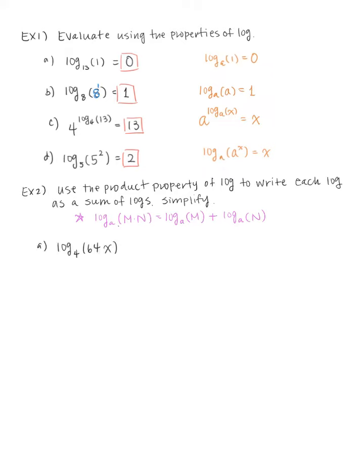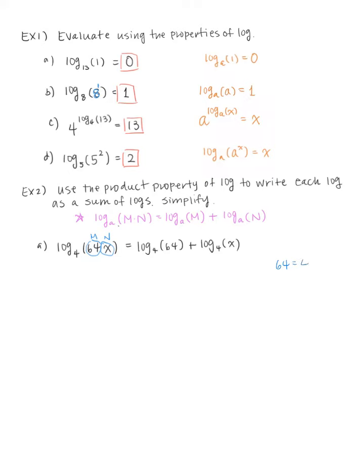Okay, let's take a look at part A. Log base 4 of 64x. Here, do you see that 64 plays the role of m, and our x plays the role of n? So we're going to expand this by using the formula above, which is log base 4 of 64 plus log base 4 of x. Now, since we have to simplify all the way, let's take a look at log base 4 of 64. Do you see that 64? Can I write 64 in terms of base 4?